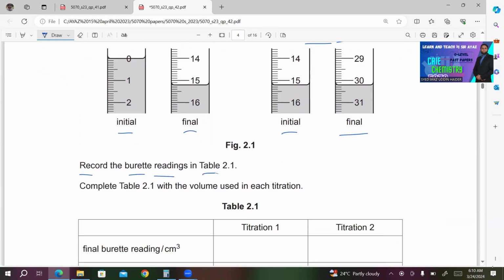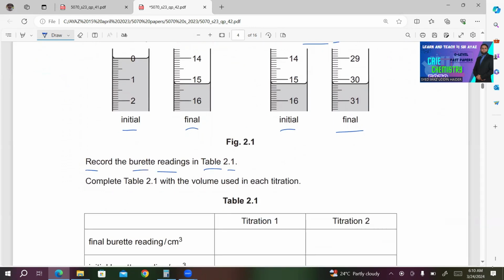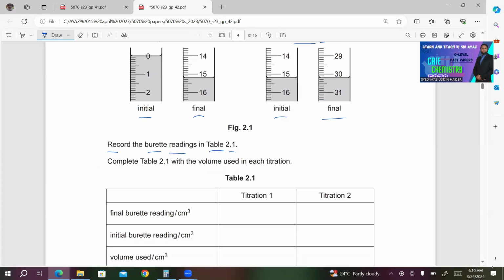Record the burette readings in table 2.1. Complete table 2.1 with the volume used in each titration. So final burette reading for titration 1. If you can see, it's 15.12. So 15.2 will be the final reading for titration 1. What about the initial reading? It's 0. So I will write 0 here. Volume used will be 15.2, as 15.2 minus 0 gives 15.2.